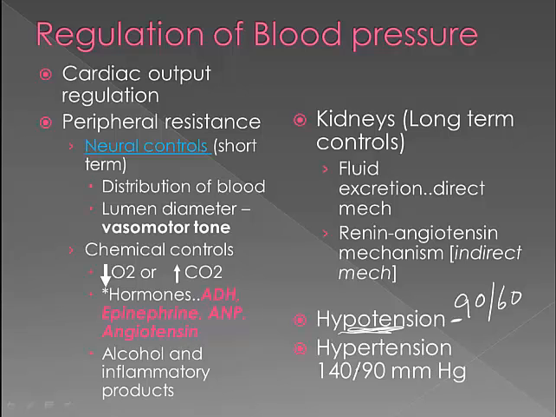Hypertension is when the blood pressure is more than 140/90, though nowadays even 130 millimeters of mercury systolic is considered high, or at least one is worried about it. So, you want to keep your blood pressure below 120/80.